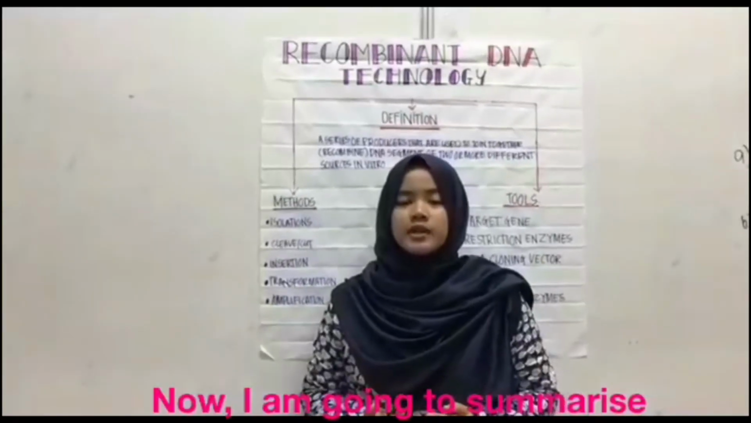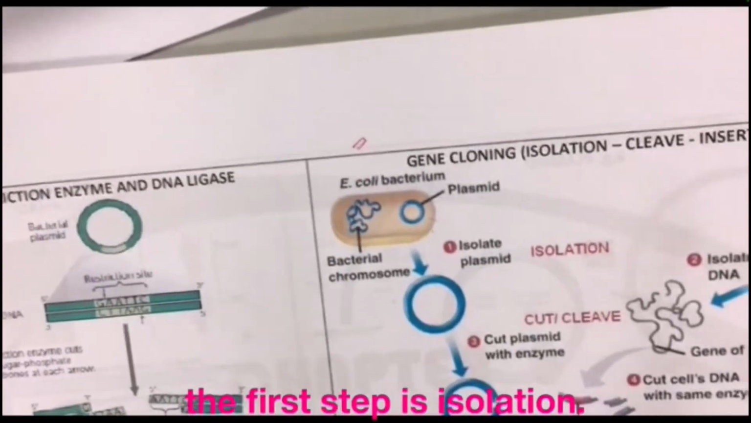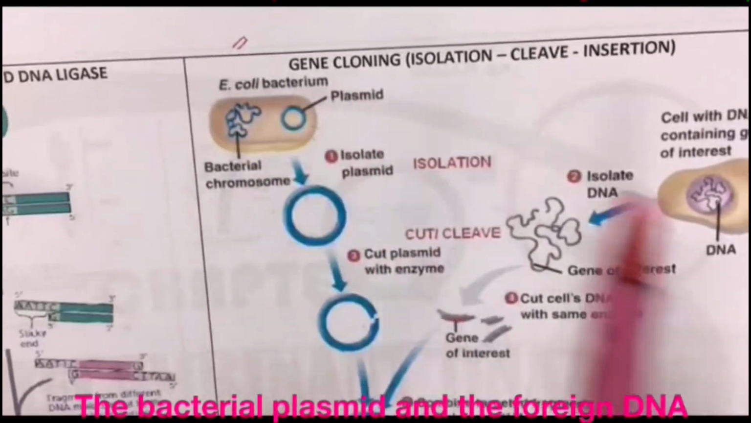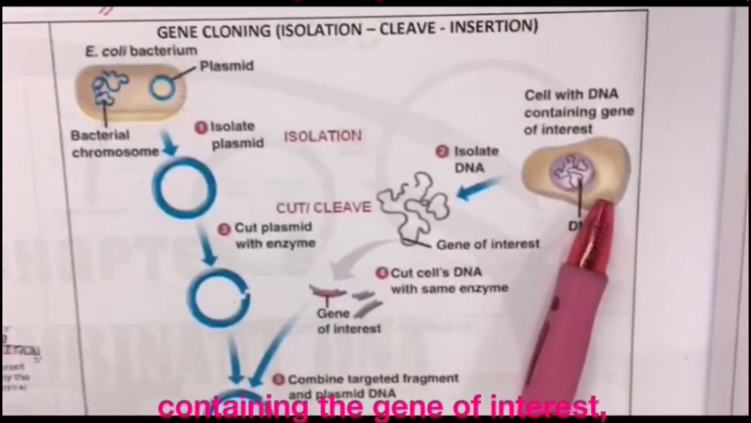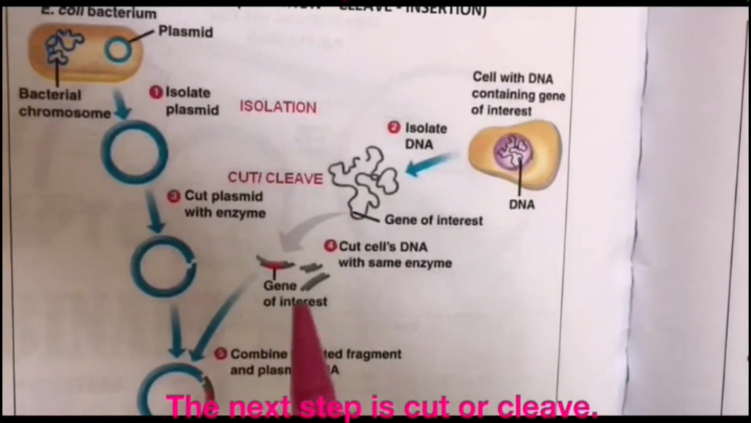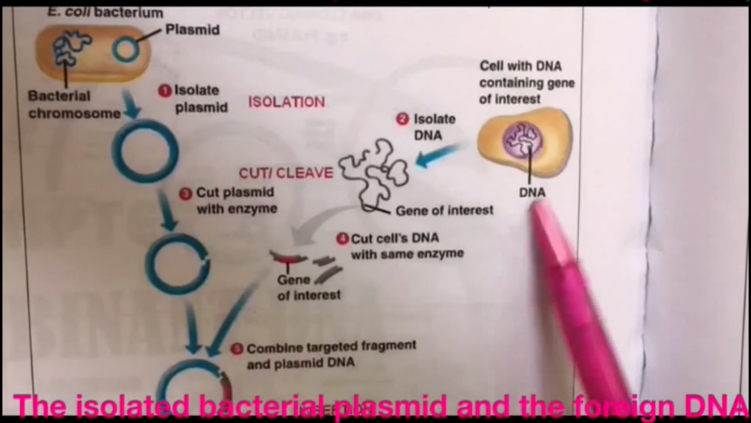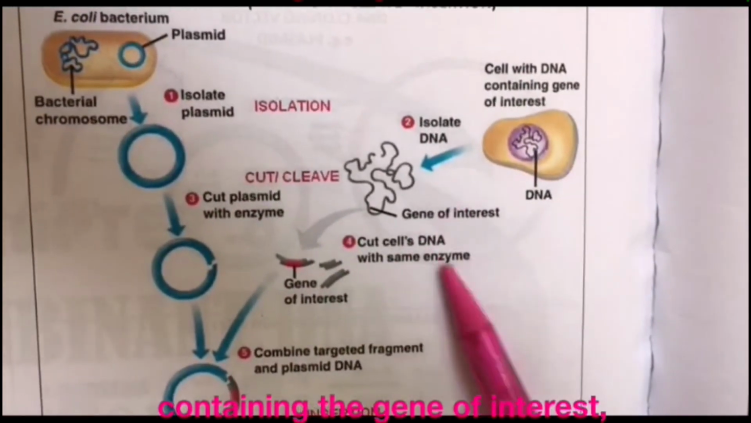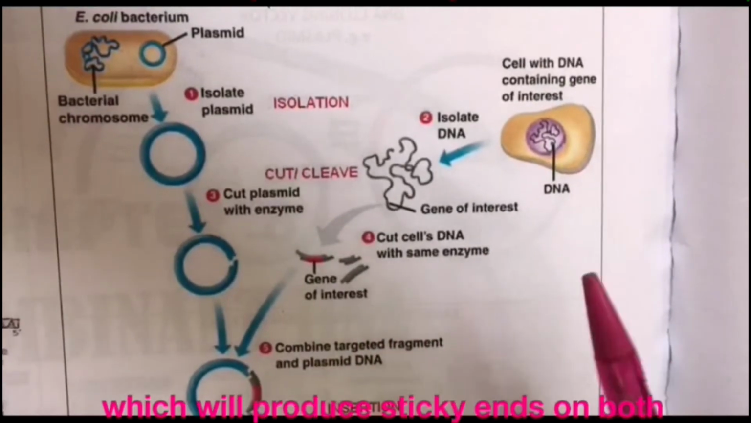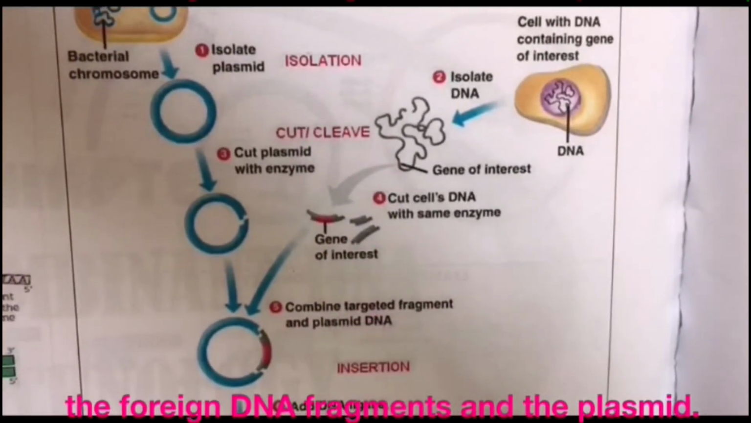I am going to summarize the methods in gene cloning. As shown in the diagram, the first step is isolation. The bacterial plasmid and the foreign DNA containing the gene of interest will be isolated. The next step is cut or cleave. The isolated bacterial plasmid and the foreign DNA containing the gene of interest are cut with the same restriction enzyme, which will produce sticky ends on both the foreign DNA fragments and the plasmid.